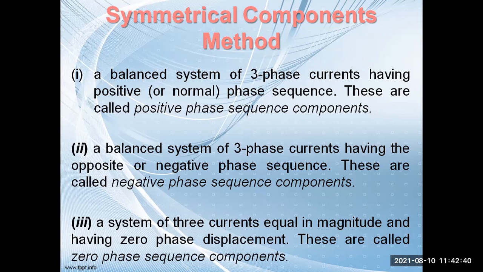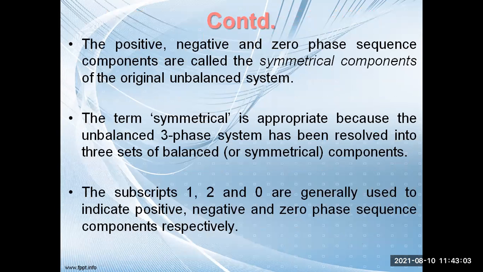Now, the third one is a system of three currents equal in magnitude and having zero phase displacement. In the zero phase sequence component, the phase displacement will also be zero. So in the zero sequence component, there will be only the magnitude. There will not be any phase displacement. So these are basically called zero phase sequence components. Now the positive, negative, and zero phase sequence components are called the symmetrical components of the original unbalanced system.